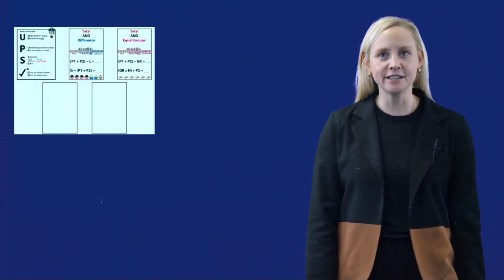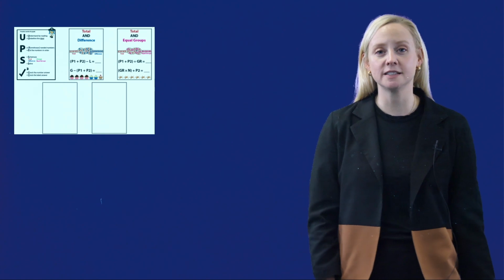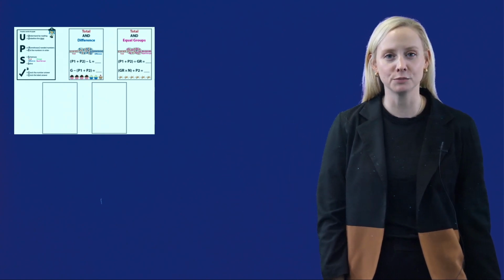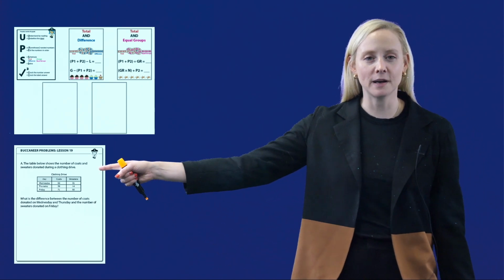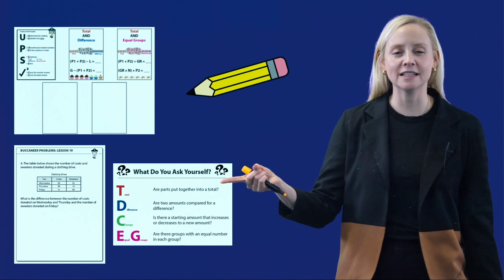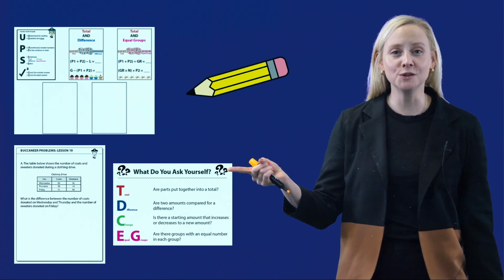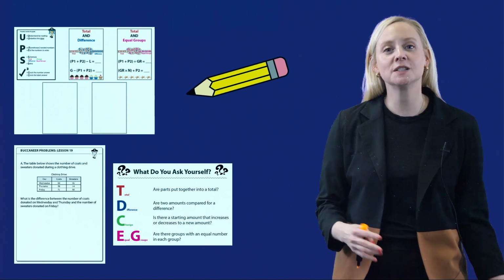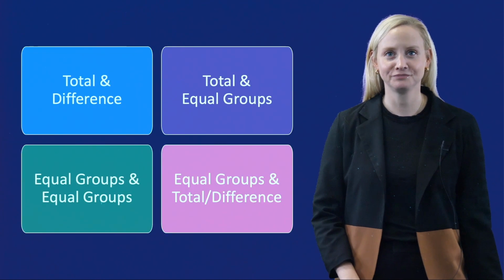Let's take a look at the materials. First, you'll need your multi-step word problem mat version 2 that has our total and equal groups poster. You'll need your buccaneer problem worksheet, a pencil, and your What Do You Ask Yourself poster, which we use to help students differentiate between the 4 schemas using questioning and gesturing.